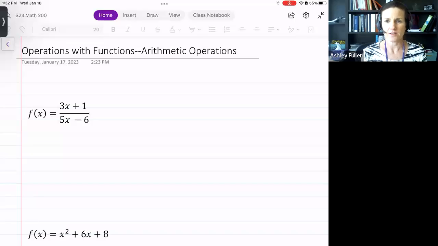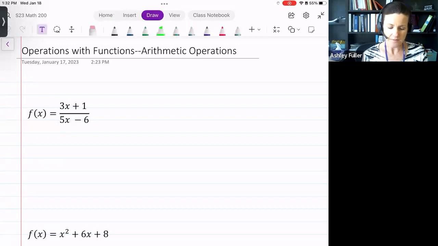When dealing with functions, we often begin with simple things such as a linear function. Other times there might be a quadratic function or perhaps a rational function, and it's important to recognize that functions can be made up of different types of functions combined. For example, we can have something such as f of x equals (3x plus 1) over (5x minus 6).